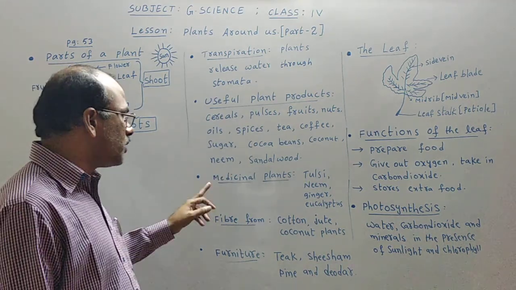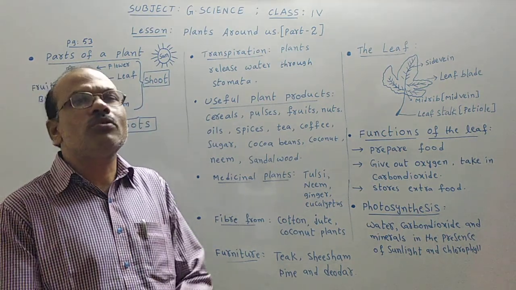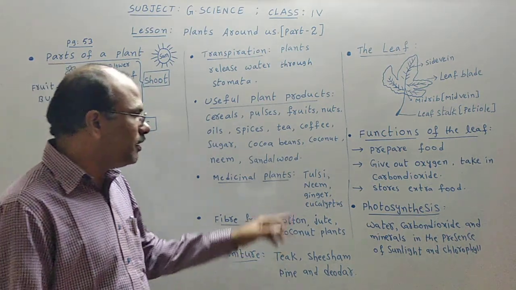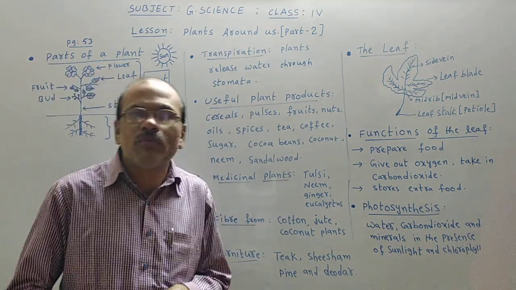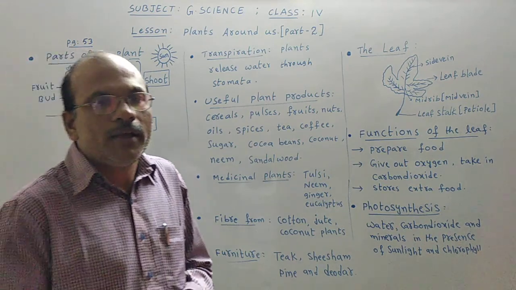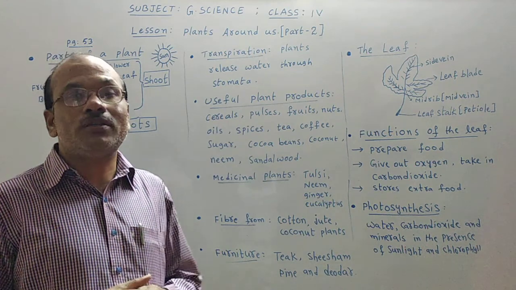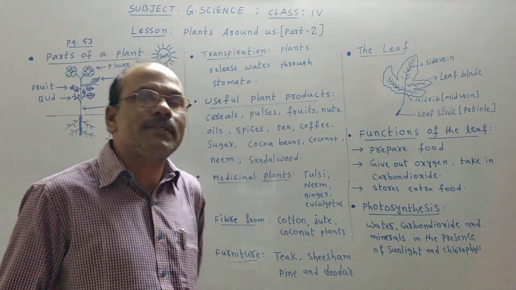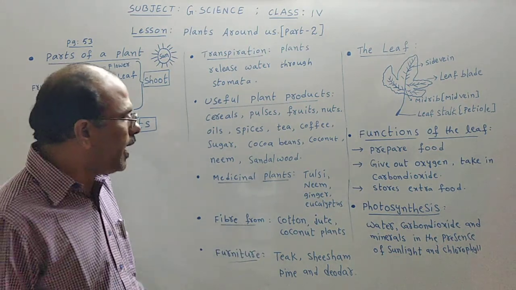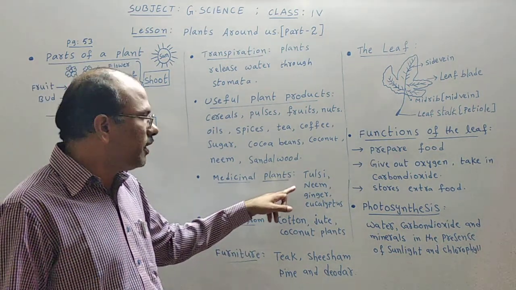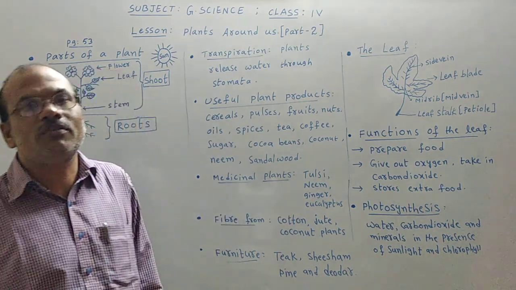The next part, medicinal plants are also there for us. Those are also useful plants only for us. Tulsi plant, tulsi. Mother used to perform puja every day. In our courtyards we have tulsi, and in Telugu we say tulsi chettu. That is a small plant usually, and that is a medicinal plant for us. Again, neem plant. Then ginger plants and eucalyptus plants.